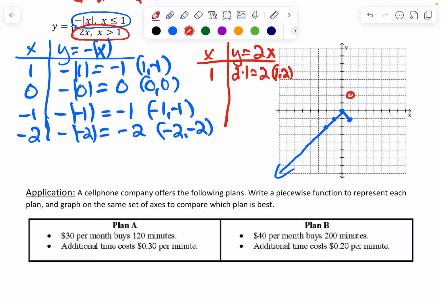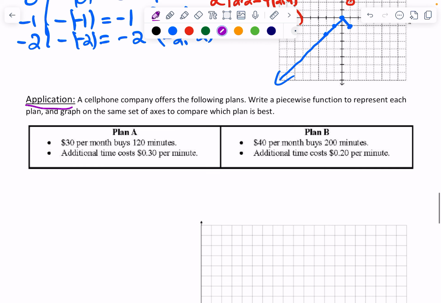Okay, greater than 1. So we're going to go to 2. 2 times 2 is 4. So our next point is 2, 4. And then next one, 2 times 3, which is 6. So our next point is 3, 6. And now we should be able to draw it with the 3 points. We always want 3 points just in case we make a mistake in one, so we can see that we're graphing it the correct way. Okay, that's piecewise functions. Now we're going to look at an application here.